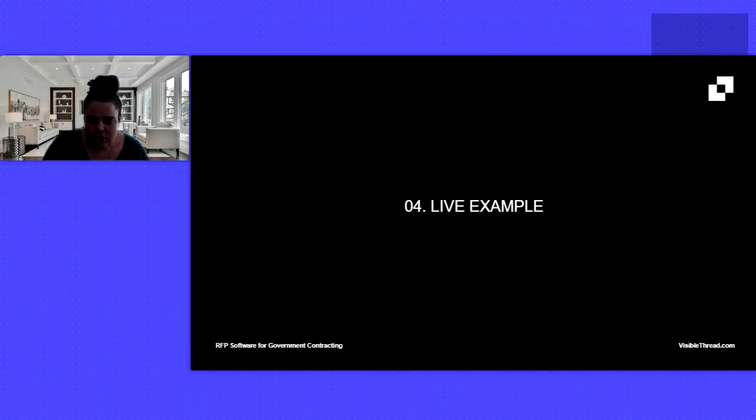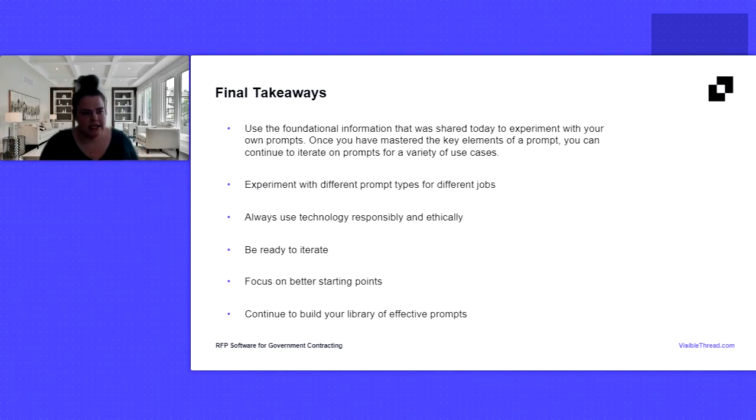So I want to quickly go into final takeaways. Use foundational information and experiment with your own prompts. Again, you'll get copies of all of this after, so you can experiment with them on your own. We have the baseline prompts, and then you have the larger ones where I used Visible Thread information to fill in, so you could see what they look like in practice and real world examples. But you can cycle your information into that. So it's easy to use those as a framework and then experiment with them.